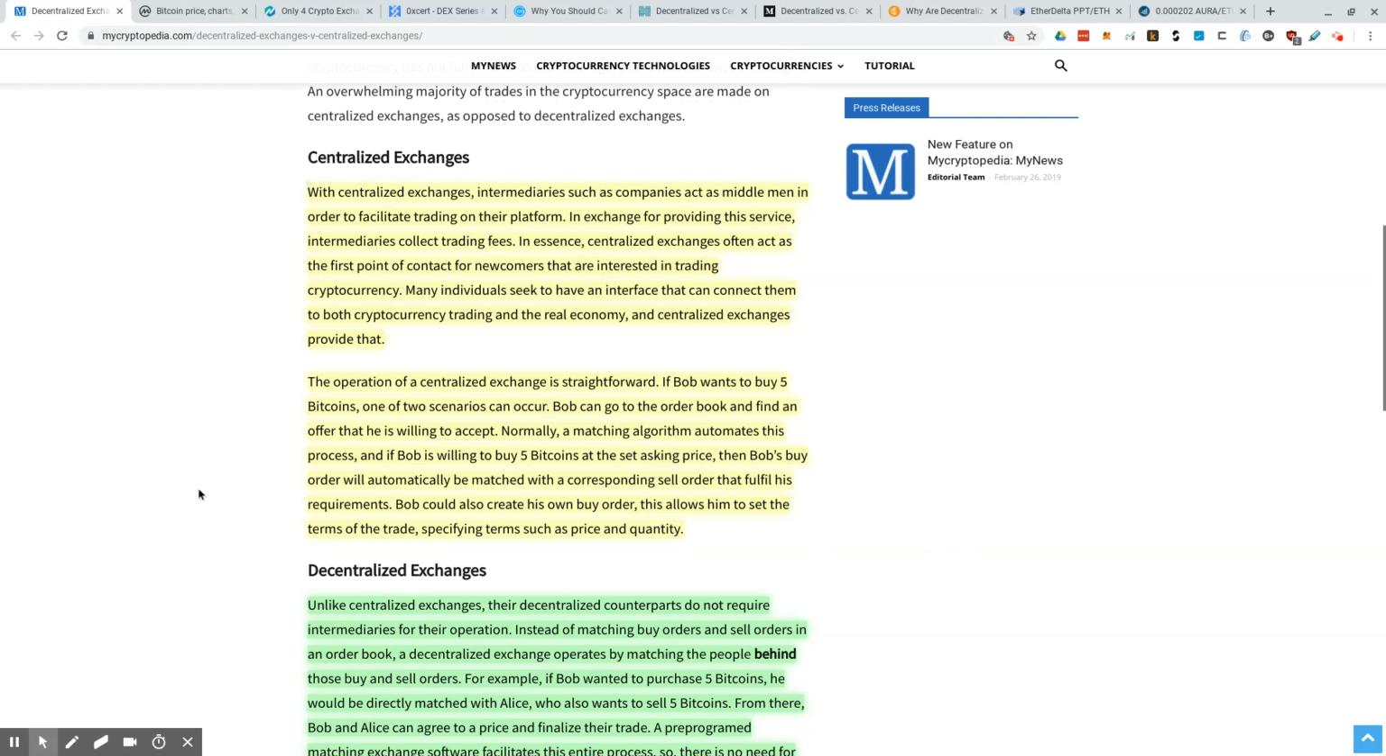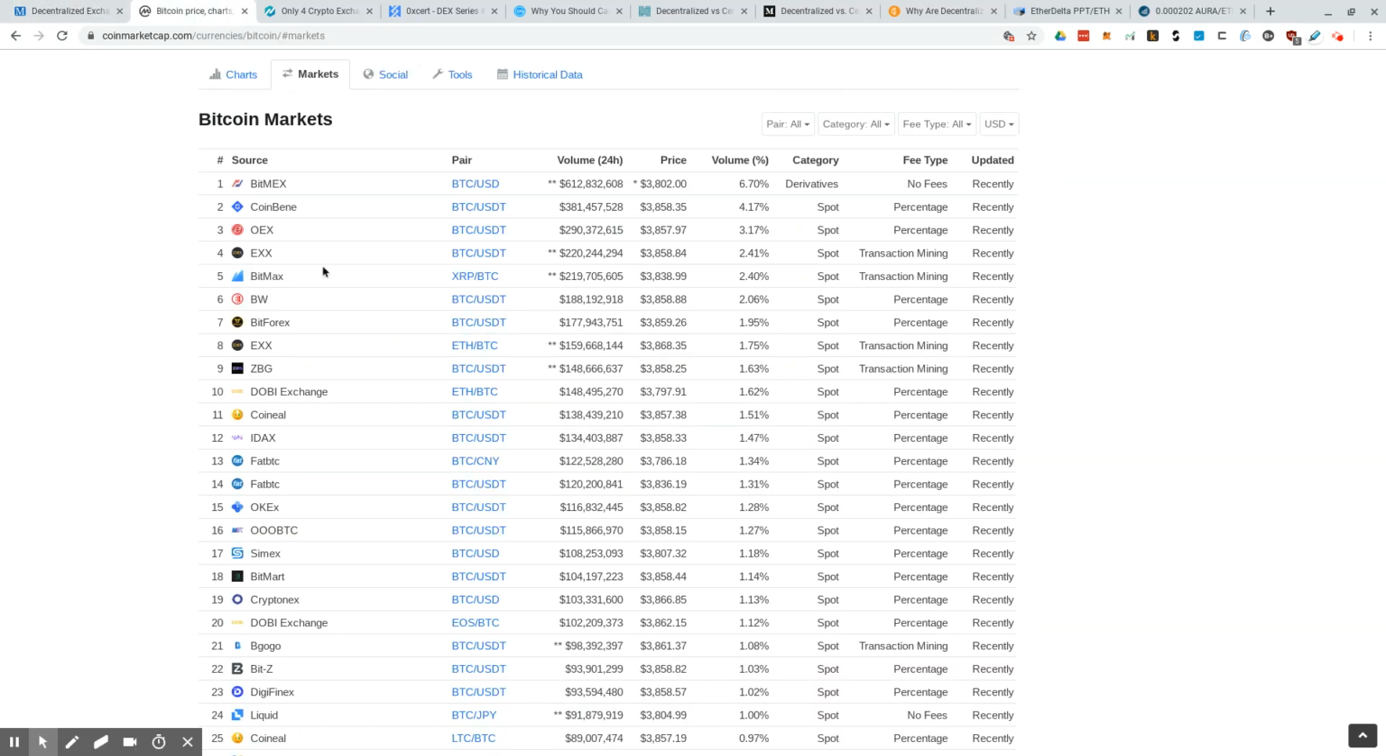So this shows just the basics. There's really not a lot of difference between the way that crypto exchanges work and some of the other exchanges that are used in the legacy financial industry. One thing I did want to bring up before getting into decentralized exchanges is I have here the markets for Bitcoin. And as you can see, these are a ton of exchanges for Bitcoin.